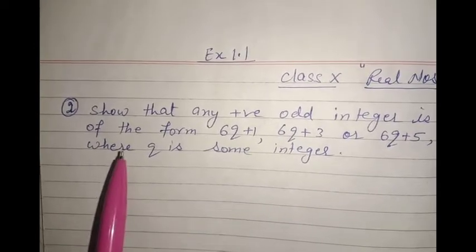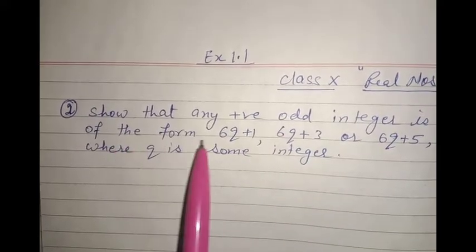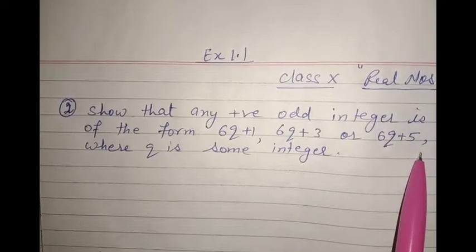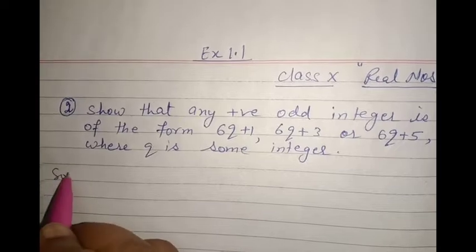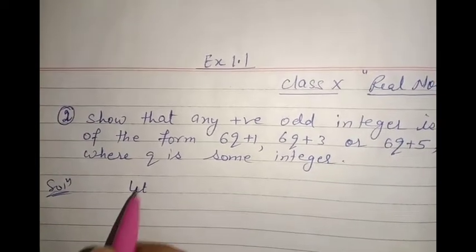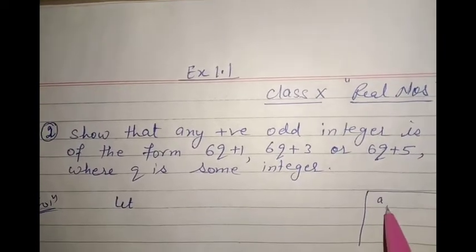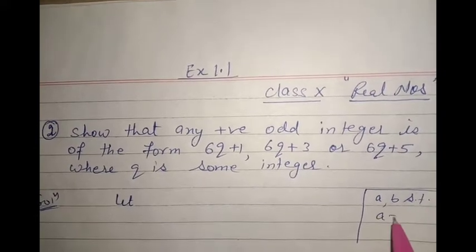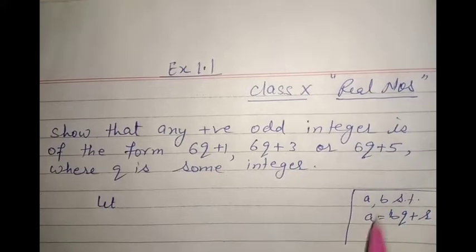So the question is: show that any positive odd integer is of the form 6q plus 1, 6q plus 3 or 6q plus 5, where q is some integer. First of all, we should know Euclid's division lemma. In Euclid's division lemma, for a, b there exist q and r such that a is equal to bq plus r. We have already done this.